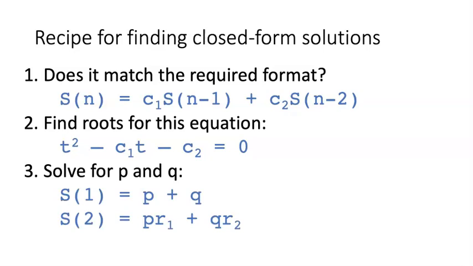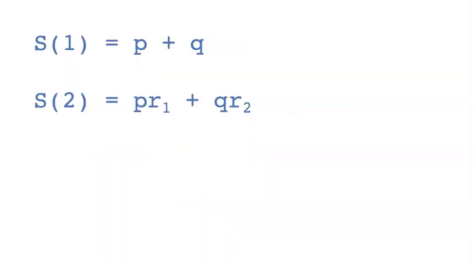Step 3 is to solve this system of equations to find the values of p and q. Remember that s1 and s2 are simply the base cases of the recurrence relation, which are given, and r1 and r2 are the roots that we found in step 2, so the only unknowns are p and q. So given two equations and two unknowns, there are lots of ways to solve for the unknowns. If you have a favorite way, feel free to use it. Let me show you one way, that is, to pick one of the unknowns and rewrite the formula in terms of that unknown. Let's try it.